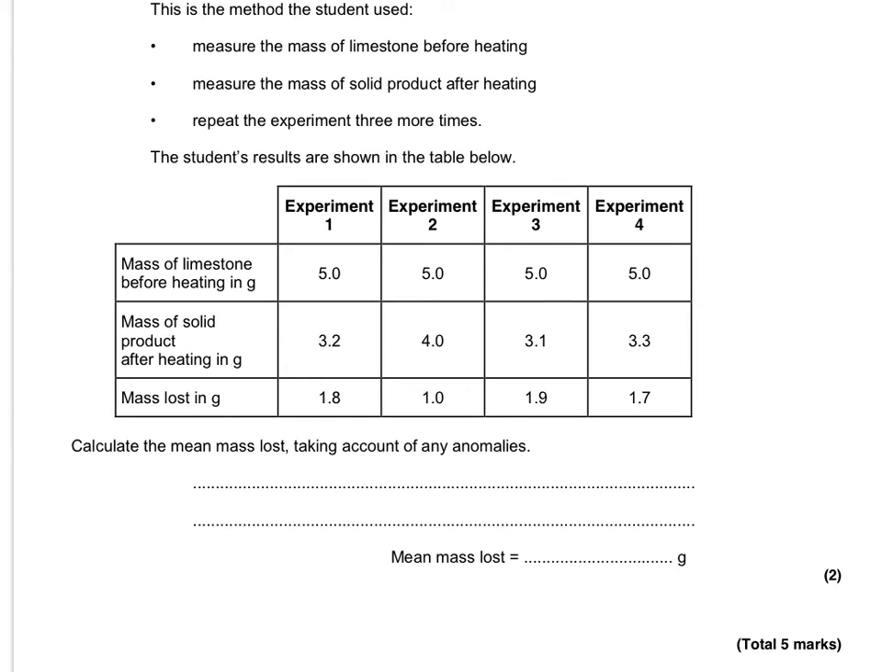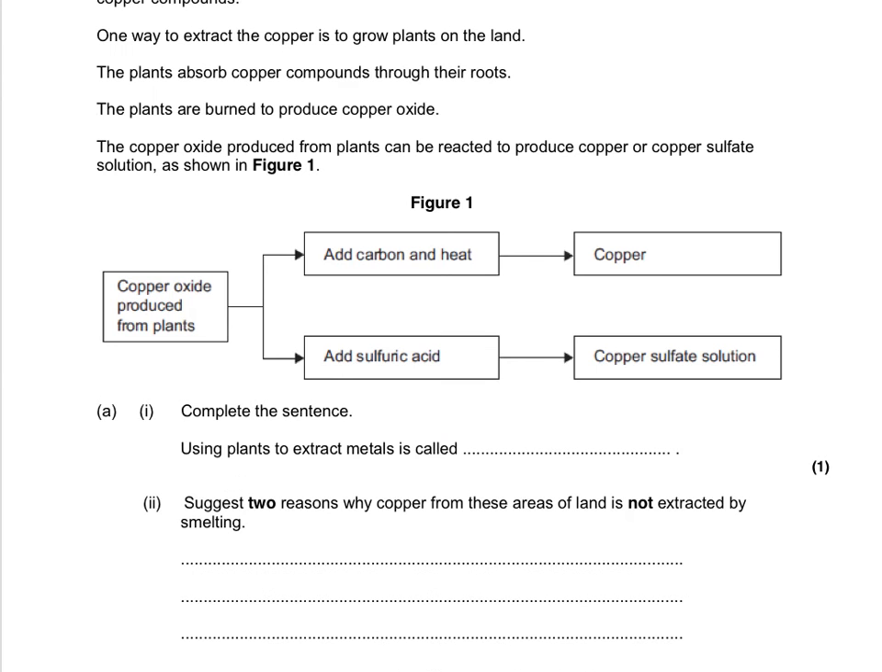In this experiment here, they're hoping that you're actually going to spot that there is an anomalous result. That anomalous result of 1 shouldn't be included in your calculation of your mean. So your mean should actually just be 1.8 plus 1.9 plus 1.7 divided by the 3 values that you've used to calculate your average. If you add that up and divide it by 3, then your final answer should be 1.8 grams as an average, ignoring the anomalous result in experiment 2.